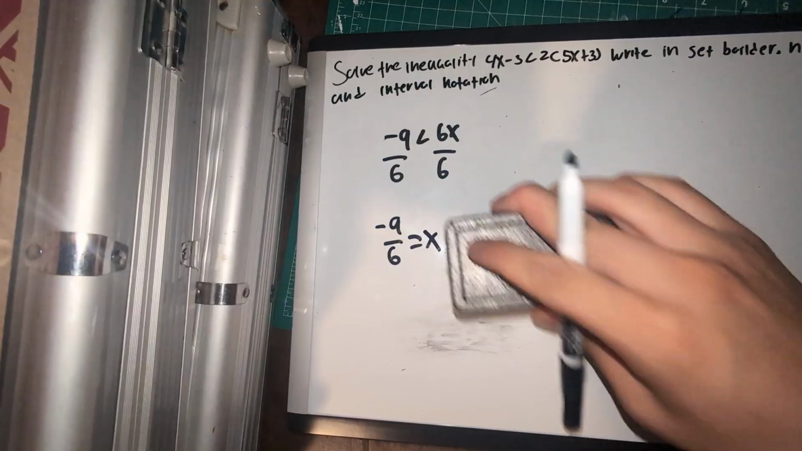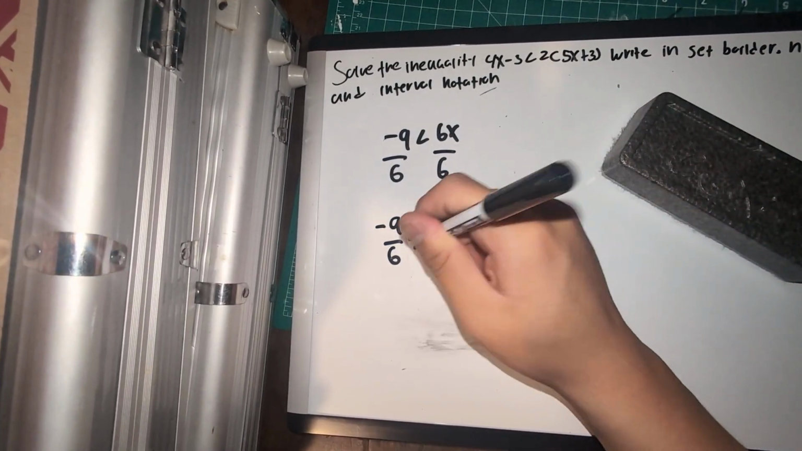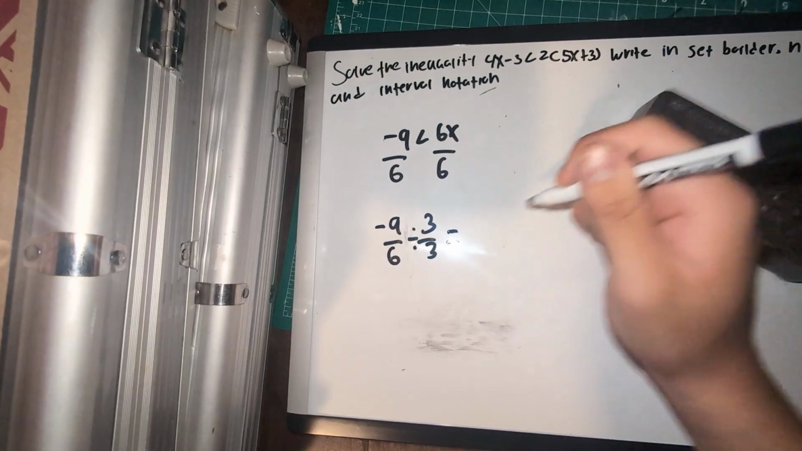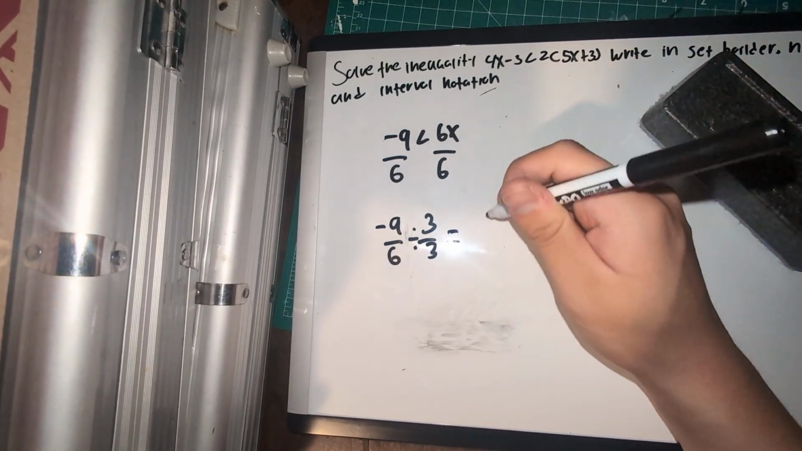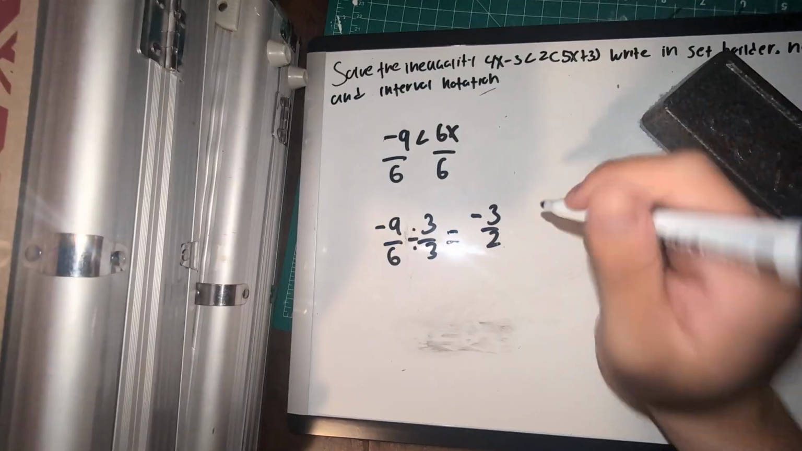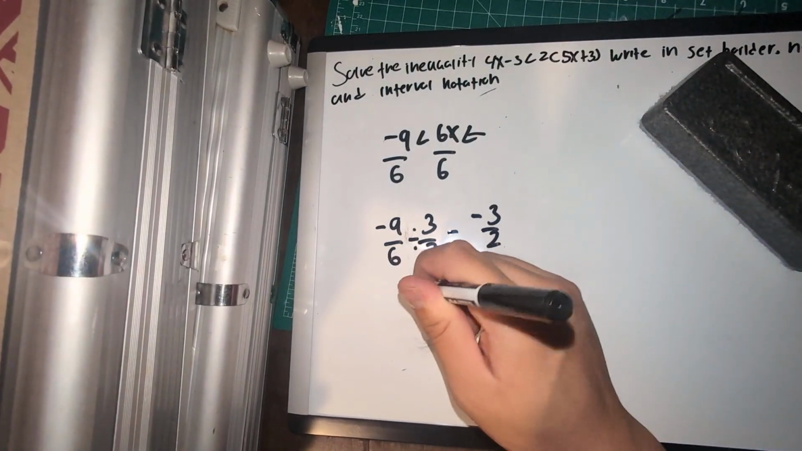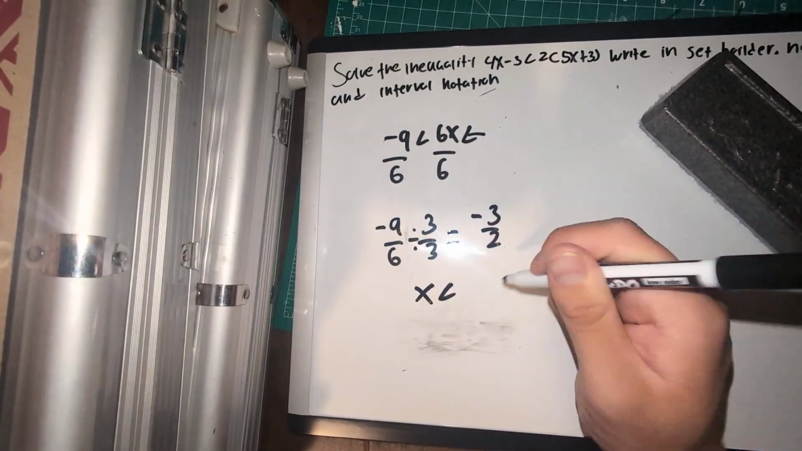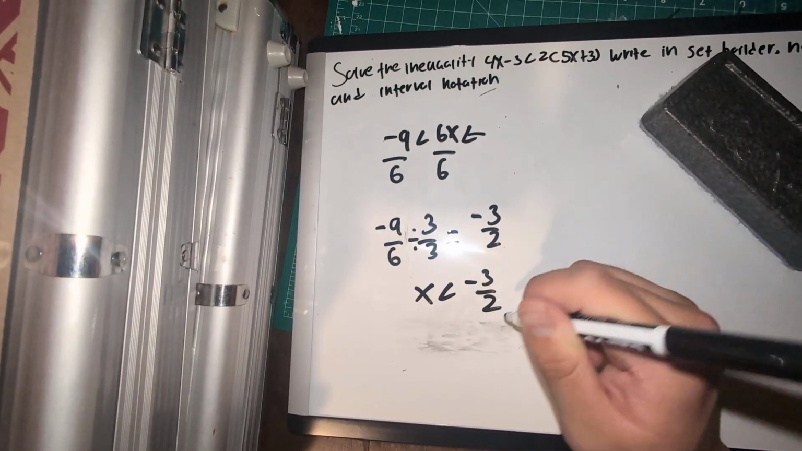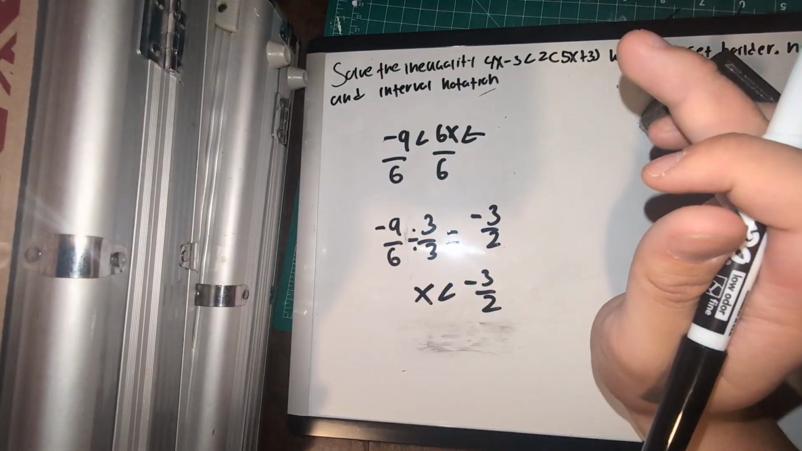We want to simplify this, obviously. These are both divisible by 3. This equals negative 3 over 2. Remember to keep the inequality sign and the x. So x is less than negative 3 over 2. Should be a little better, but you know what I mean. Okay, so that's great. That basically sets up our problem.